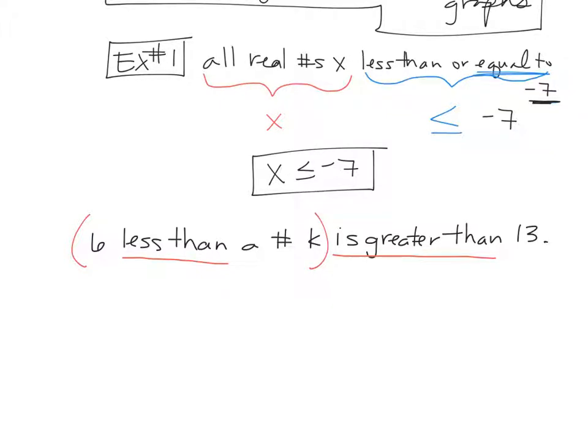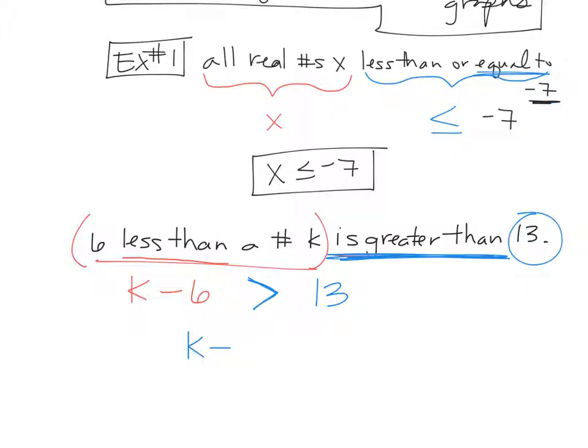Okay, so when it says 6 less than a number k, you're actually doing k minus 6 for that one. And then you're going to do your symbol, is greater than. So is there a line underneath this one? No. Is greater than is just going to have that Pac-Man mouth opening to the left, okay? And then the number 13. So your expression is k minus 6 is greater than 13. Make sense?